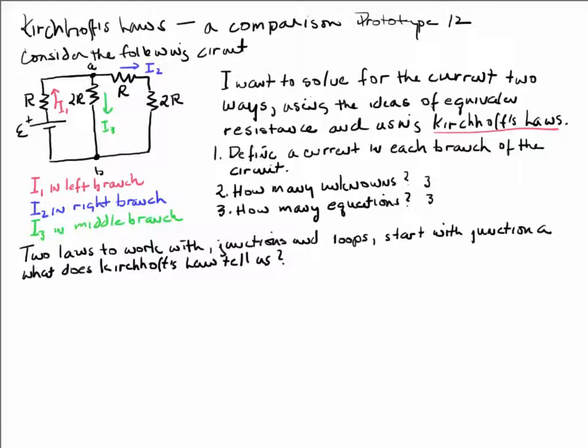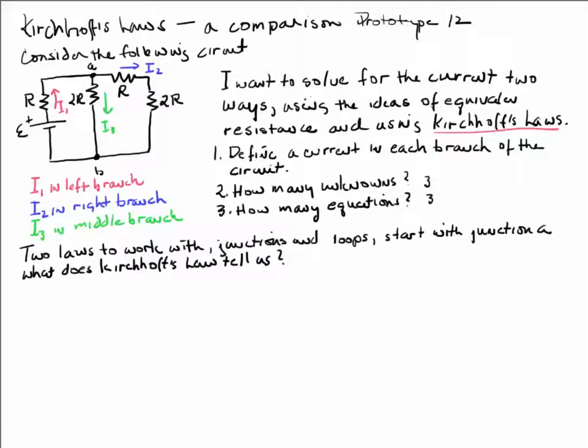So we've got two laws to work with. We have Kirchhoff's junction law, which says that the total current going into any junction must be zero. And then his loop law, which says that the sum of the potential differences around a closed loop or closed circuit must be zero.